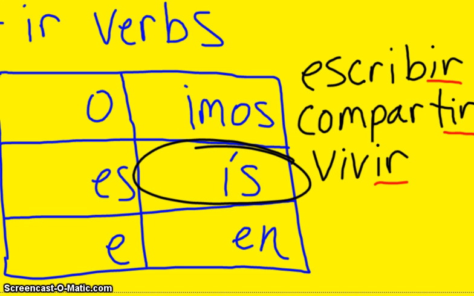Next, we have IR ending verbs. A few examples include escribir, compartir, and vivir, which means to live. The endings of IR verbs are o, es, e, imos, and en.